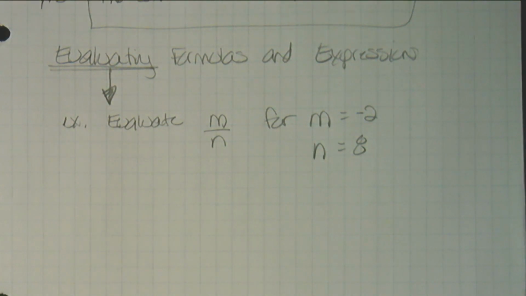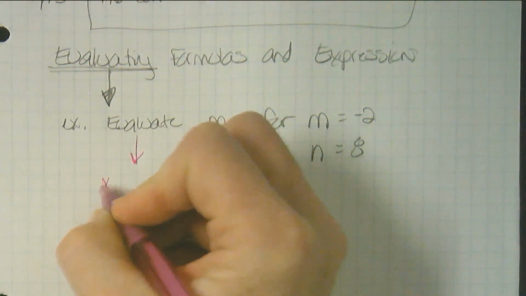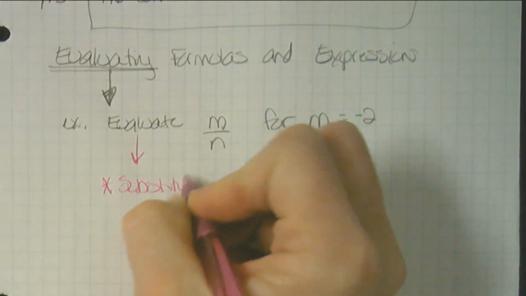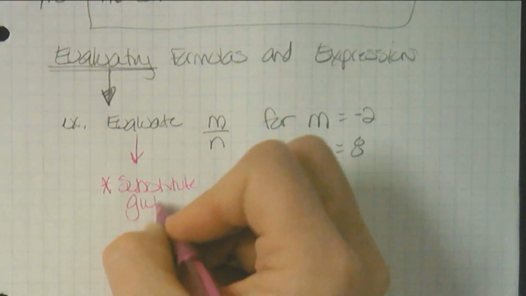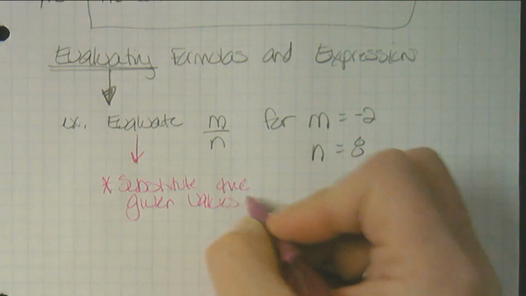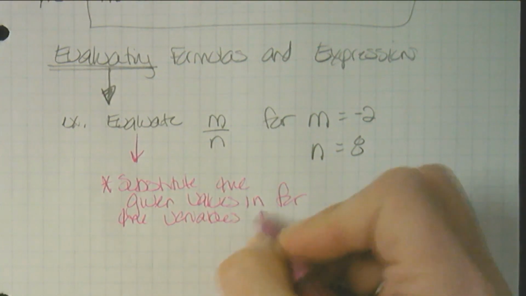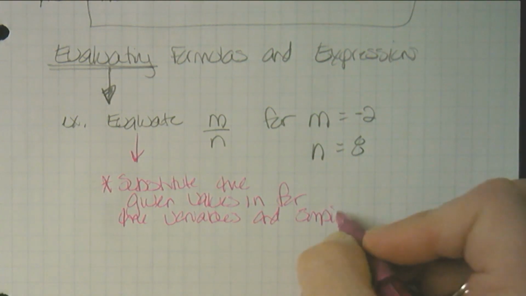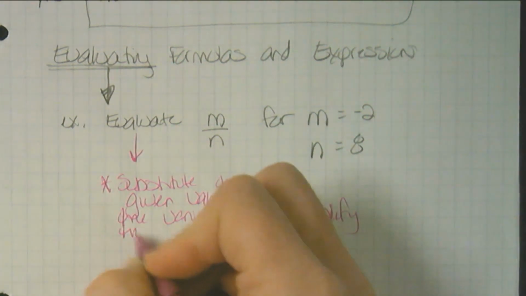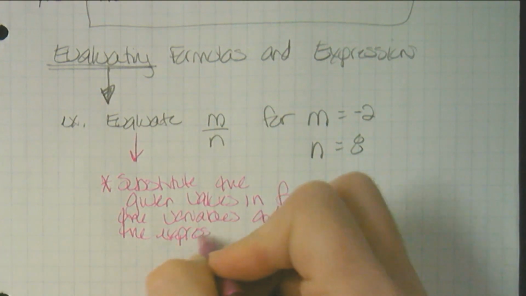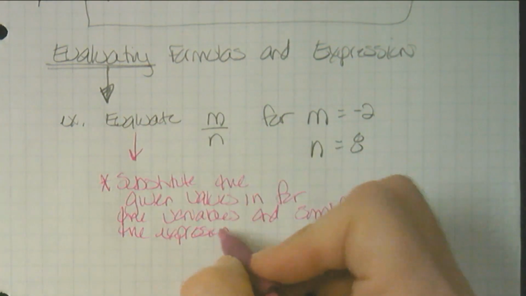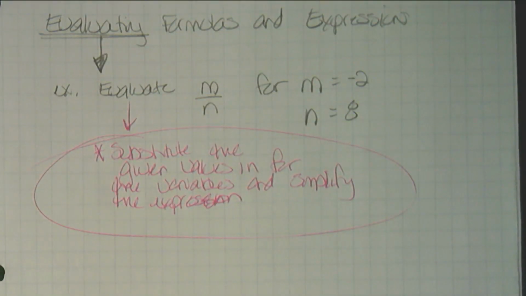Yeah, substitute those numbers in for those variables and simplify. So evaluate means substitute the given values in for the variables and simplify the expression. You guys, that is a basic idea. That should not have given you troubles. That idea of evaluating. I mean, you've been doing that since 2nd, 3rd, 4th grade.